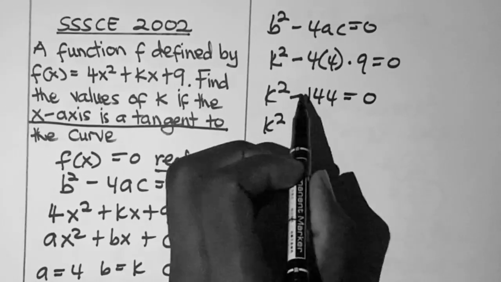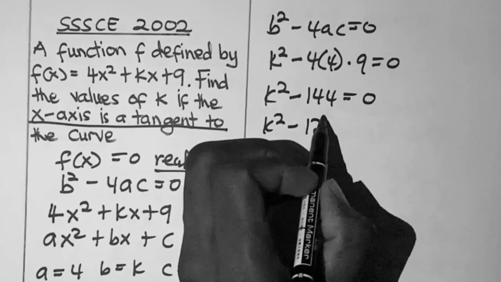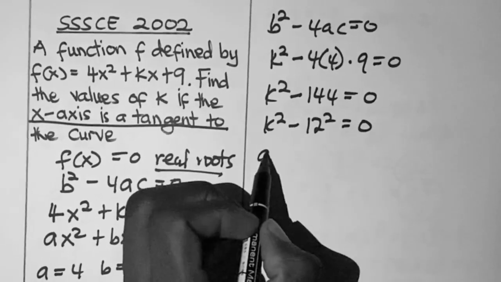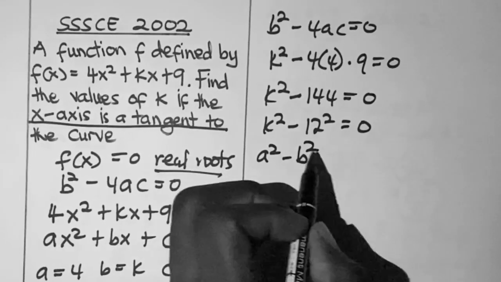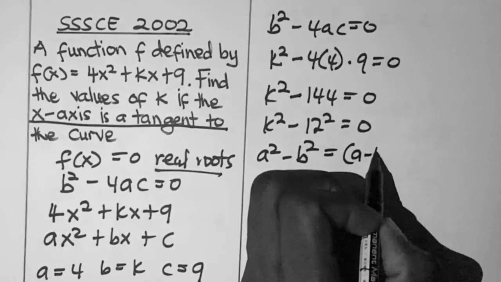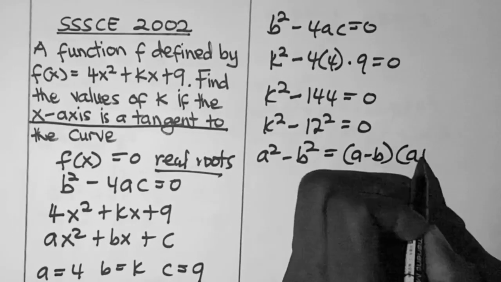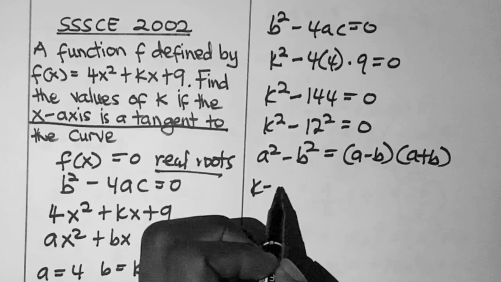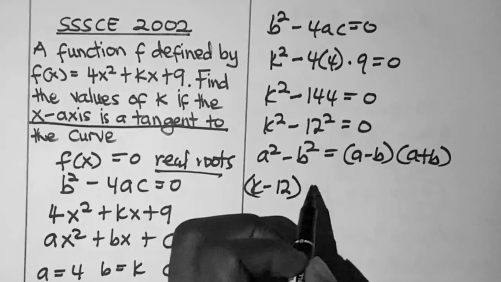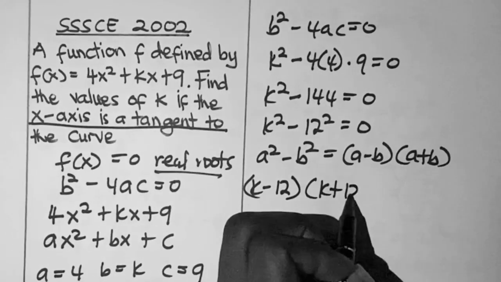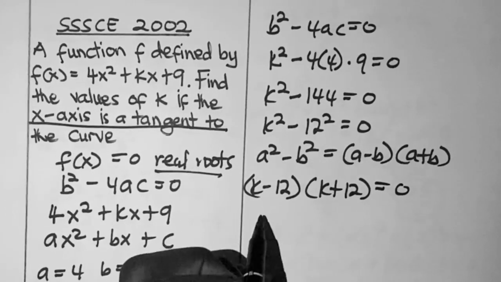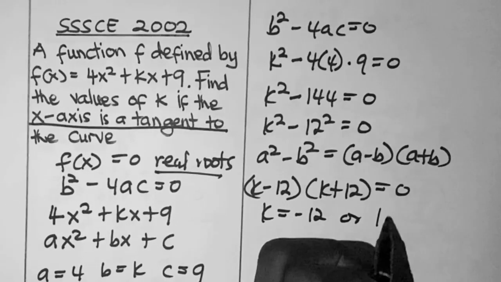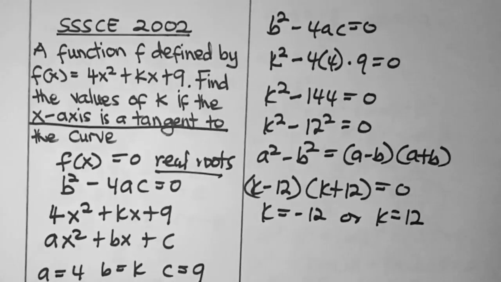So k squared, 144 is the same as 12 squared. It's equal to 0. Now you can see that this is difference of 2 squares. a squared minus b squared is equal to, in one bracket, a minus b times another bracket, a plus b. So all of this becomes k minus 12 in one bracket times k plus 12 in another bracket equals 0. So the values of k are k equals -12 or k equals 12.